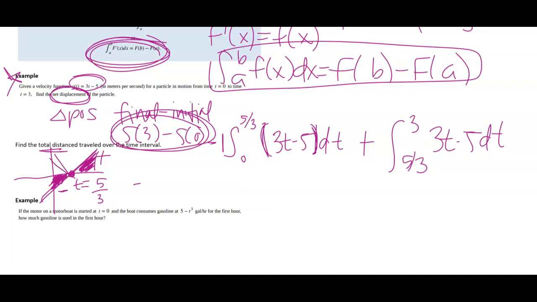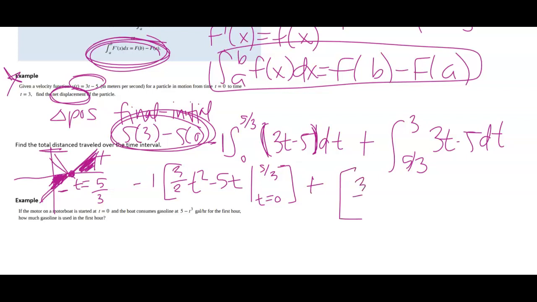All right, so I have -1 times 3/2 t squared minus 5t, and that's from t equals 0 to 5/3, plus 3/2 t squared minus 5t from 5/3 to 3.